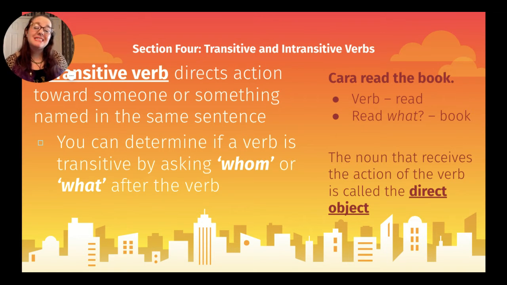And the noun that receives that action of the verb is known as a direct object. So Kara is performing the action, read, and the book is receiving that action. The action of reading is being transferred from Kara performing it to the book receiving it. But again, you've got that quick little test to do of verb what or verb whom. So Kara read what? Kara read the book.